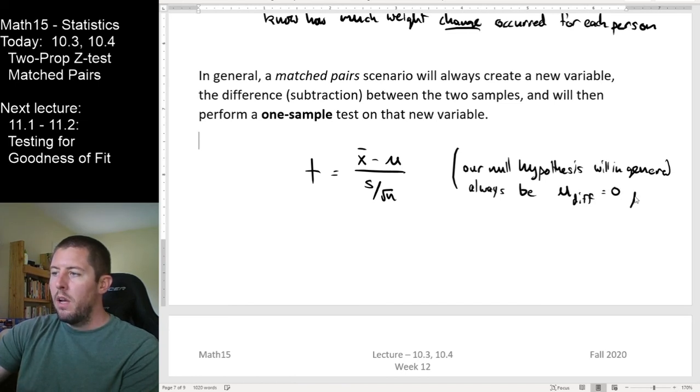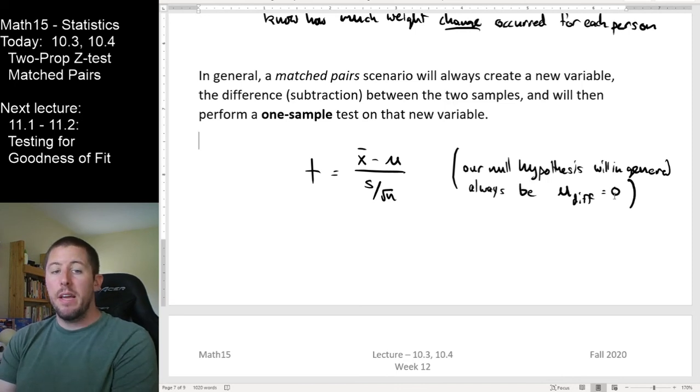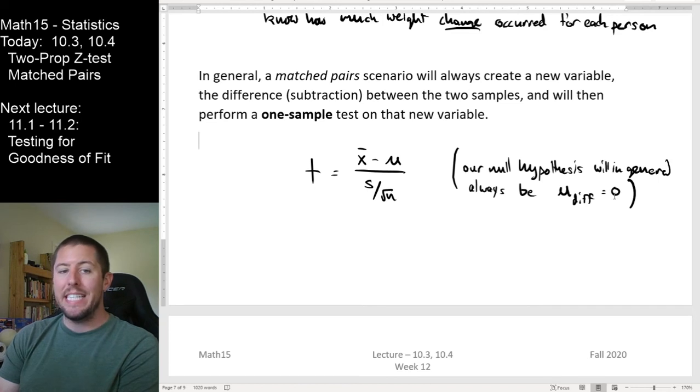Now, notice that I'm calling our mu not just mu, but mu sub diff. That's because our variable now is not the before weight, it's not the after weight, it's the difference in weights. So the mu here is the true average difference in weights between the before and the after.